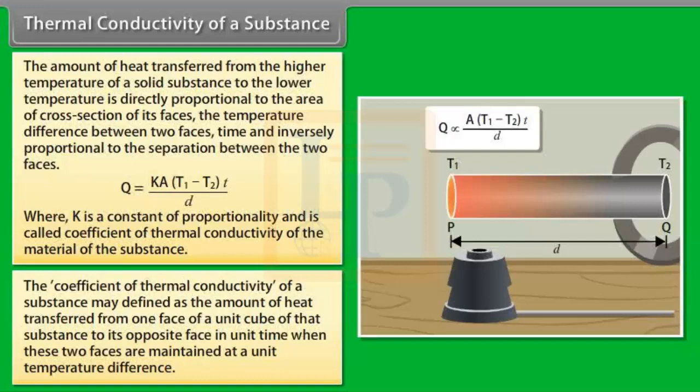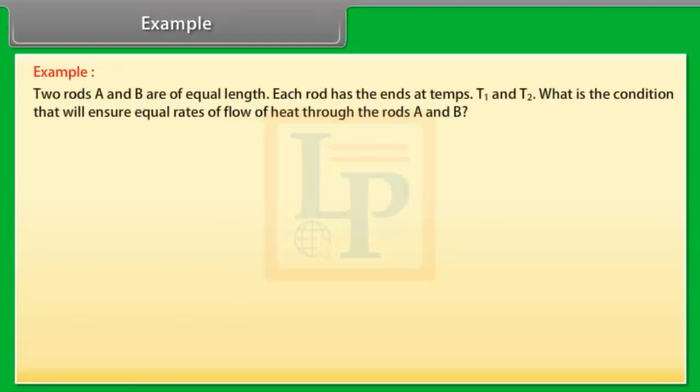Example. Let us take an example of thermal conductivity. Two rods A and B are of equal length. Each rod has the ends at temperatures T1 and T2. What is the condition that will ensure equal rates of flow of heat through the rods A and B?